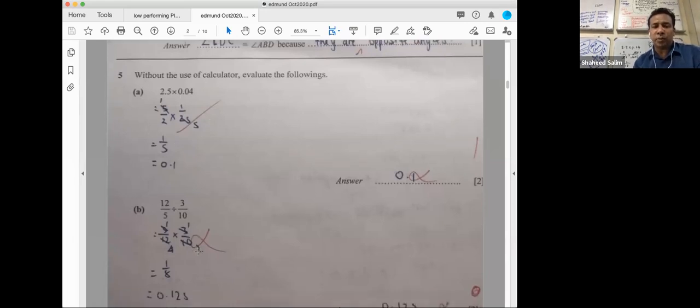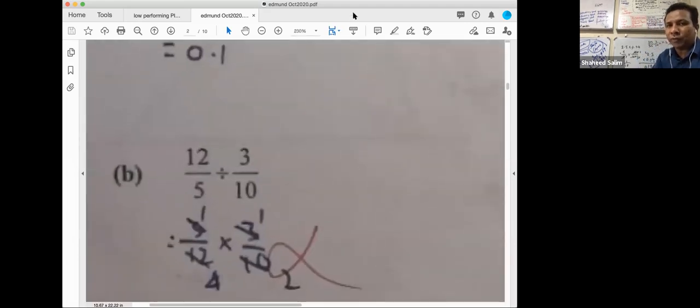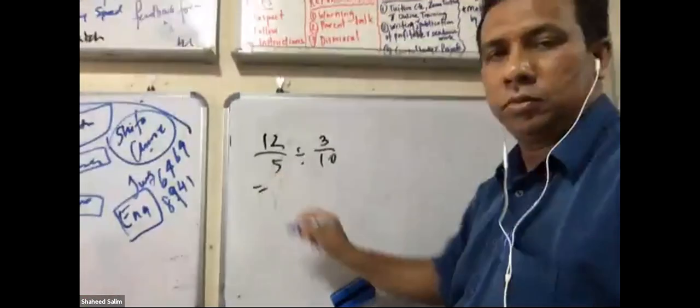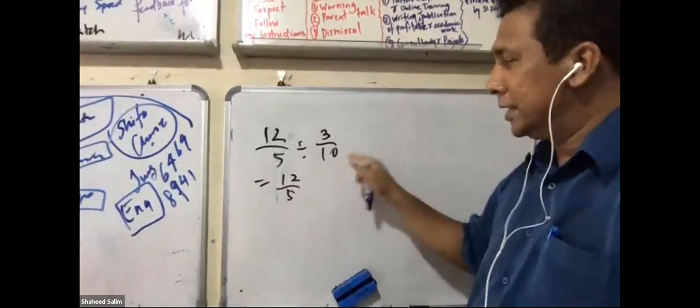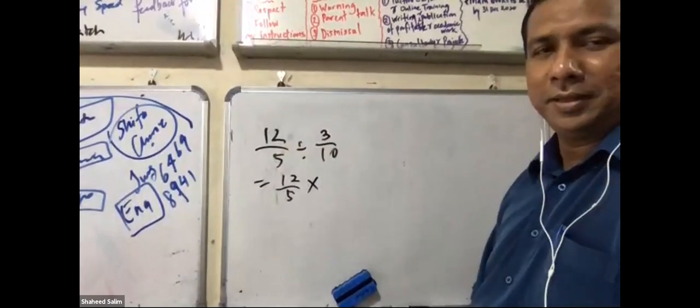All right, so what about the next one? Next one, you know how to do this one? 12 over 5 divided by 3 over 10. Don't use a calculator. You try using paper and pen. Okay, we see here, 12 over 5 divided by 3 over 10. You tell me how to do this one. 5 over 12? No, 12 over 5. This side must flip, not this side. Times 10 over 3. Yes, 10 over 3.